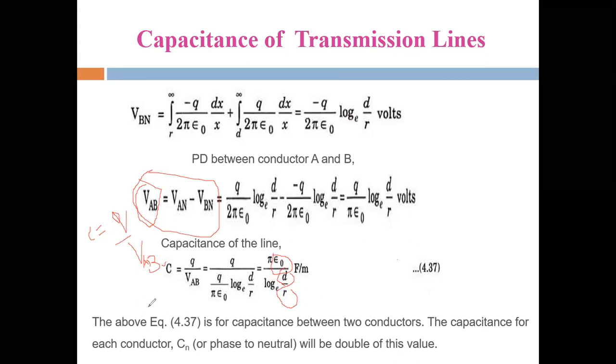The capacitance for each conductor in phase to neutral will be double of these values. By doubling these values, we obtain the capacitance of each conductor, that is Cn. This is the capacitance of a single phase overhead transmission line.